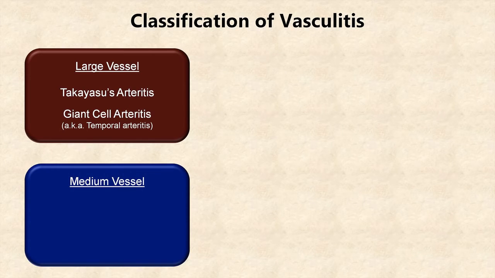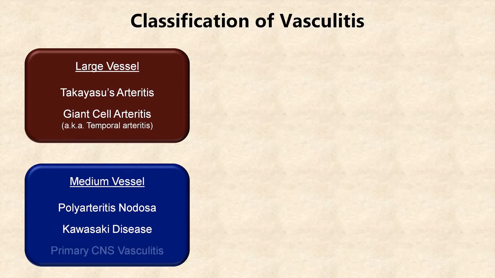Medium vessel vasculitis includes polyarteritis nodosa, which is the most widely distributed within the body of the vasculitides as it can affect any organ. Kawasaki disease affects almost solely young children and is best known for causing coronary artery aneurysms. And primary CNS vasculitis, infamous for mimicking all kinds of primary neurologic and psychiatric disease.